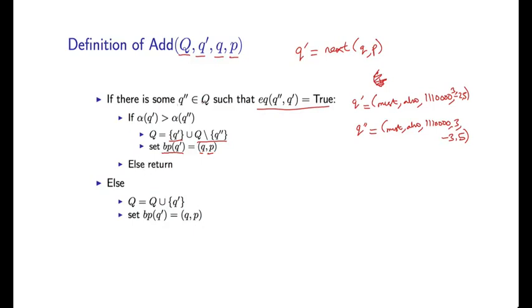Otherwise, if we don't find anything in the queue which is equal to the current state being added, we do the following. We simply add Q', and then we set the back pointer to this record. Okay, so that's the add function. So basically we're just adding Q' to Q, we're recording a back pointer, and we're being a little careful if we have multiple states which are equal but have different scores. We simply take the highest scoring of those states.